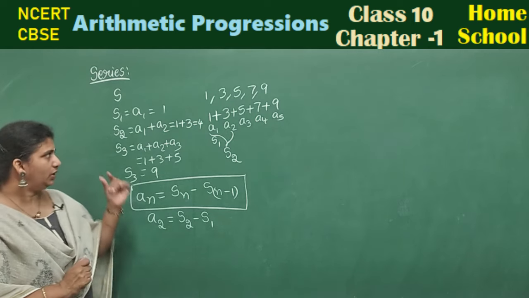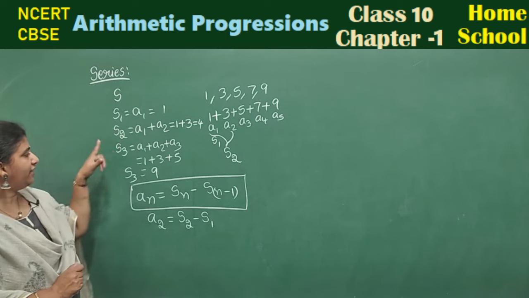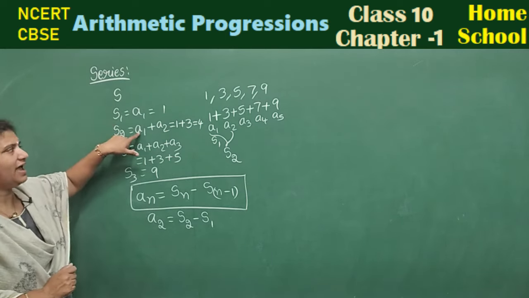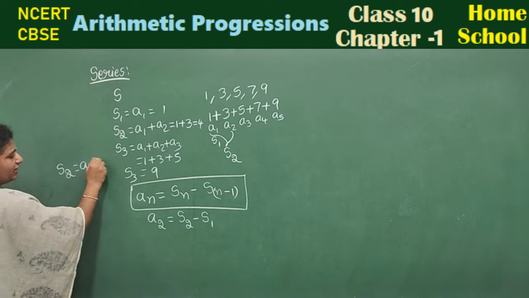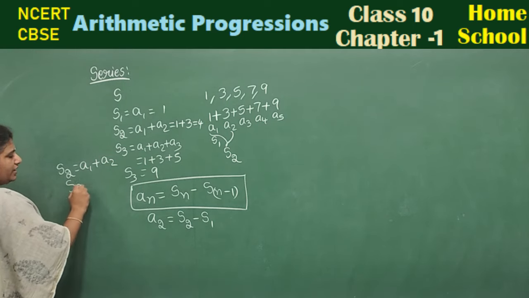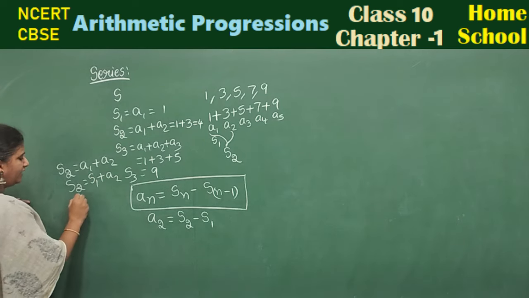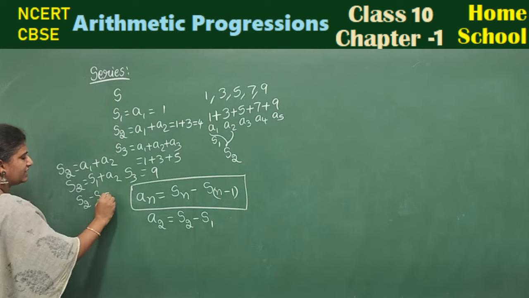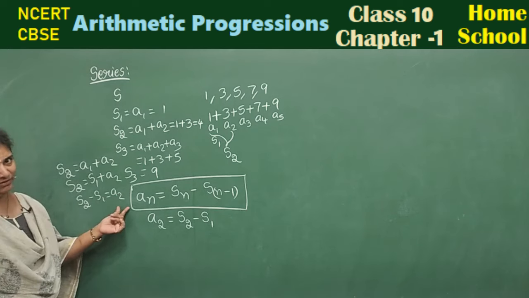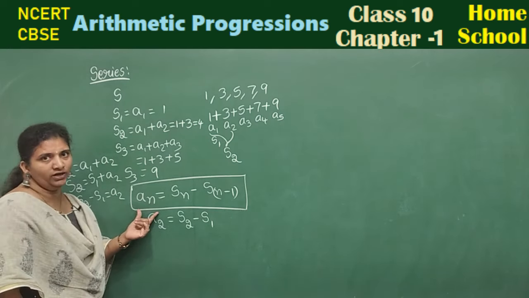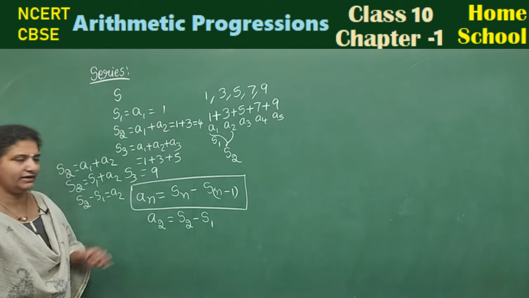How will it be? Look here. S2 is nothing but a1 plus a2. If I know, a1 is nothing but S1. So, S2 is nothing but a1 plus a2, and a1 is also said as S1. Send this S1 to the other side. S2 minus S1 is equal to a2. This is the formula. Any nth term if you want, and if you know Sn and S(n-1), you can directly subtract and get that term.